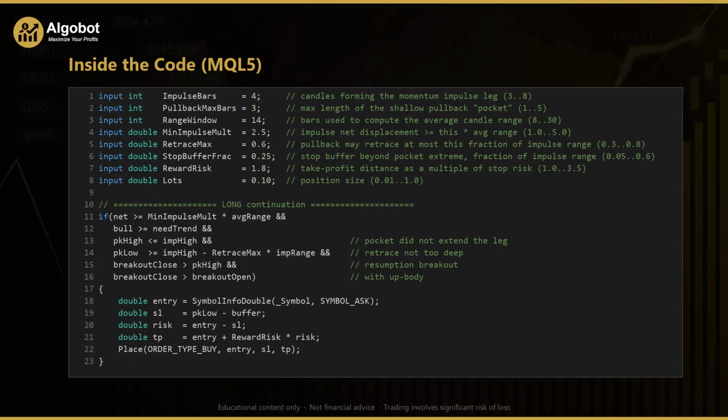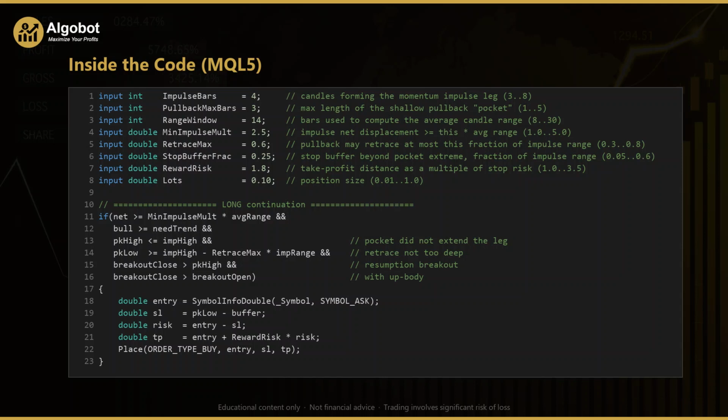Now the signal block. By the time we reach it, the code has already computed net, the directional travel of the leg, average range, the yardstick, and the pocket extremes. The first line checks that net is at least min-impulse multiple times the average range, confirming real momentum. The bull check confirms enough candles agreed with the move. The two pocket lines confirm the pullback stayed inside the leg and did not retrace too deeply. Then breakout close greater than pocket high, together with a bullish body, is the resumption trigger.